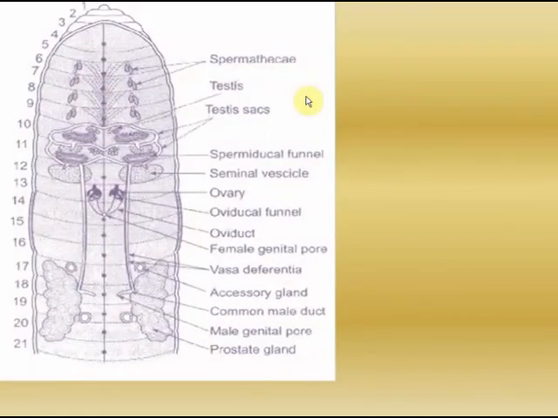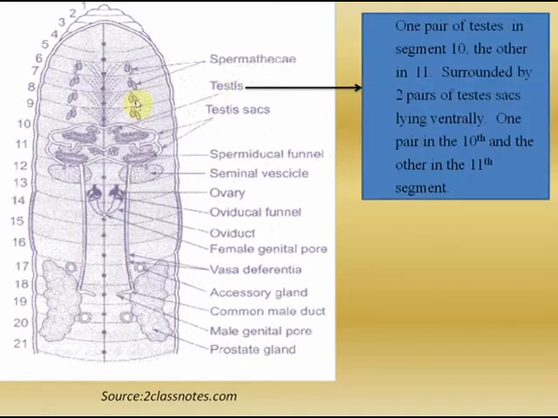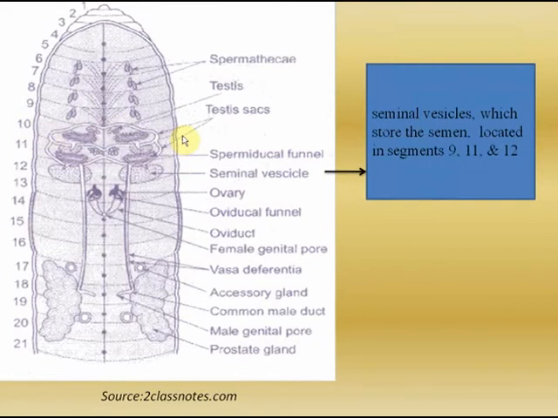Now, from this picture, you will clearly understand about the reproductive system of earthworm. First of all, this is testis. Two pairs of testes, one each in 10th and 11th segment inside fluid-filled testis sac. This is seminal vesicle. Two pairs of seminal vesicle, one in 11 segment inside testis sac and the other in 12 segment outside testis sac.